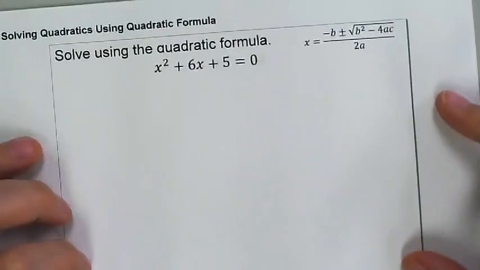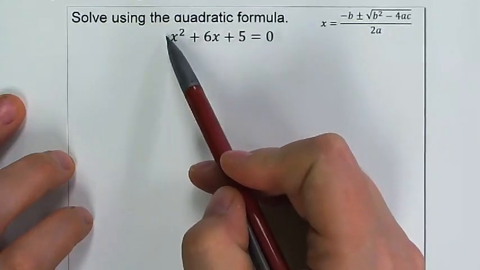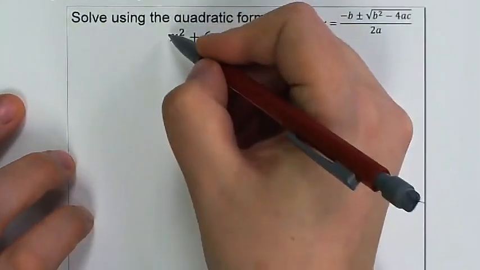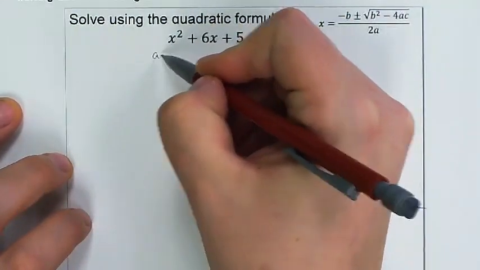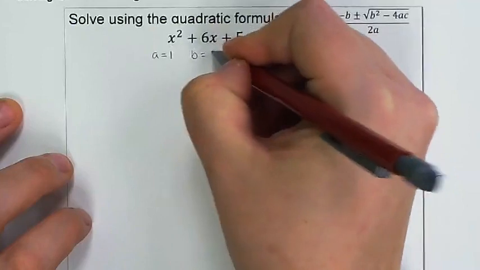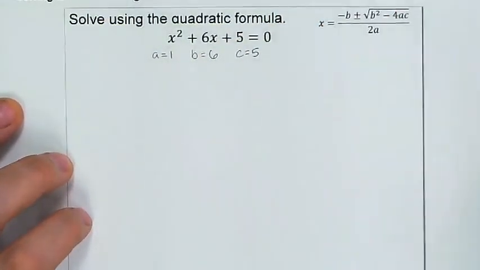All right, so again, when we're doing the quadratic formula, you want it to look like this. You want to clearly see your a, b, and c value and have the equation equal to 0. So what I start by doing is writing down my a, b, and c. So my a is equal to 1, because there's no number in front of the x squared, so it's automatically 1. My b is equal to 6, and my c is equal to 5.